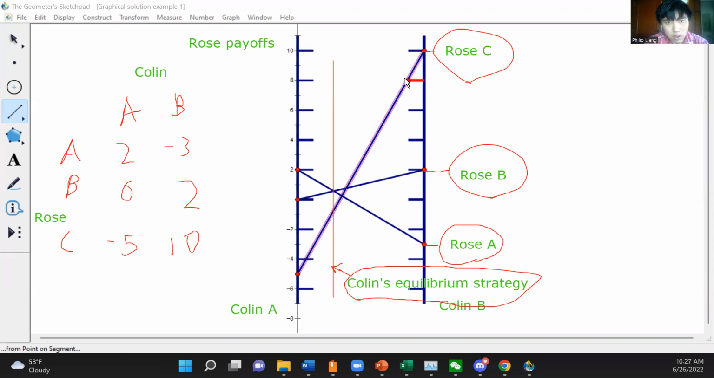Here, Rose will not play C in equilibrium because it is not a best response to Colin's equilibrium strategy. We can represent that conclusion by crossing out this row. Now, this can be solved just like any other 2x2 game. And after applying that procedure, we will have a solution to the full 3x2 game.